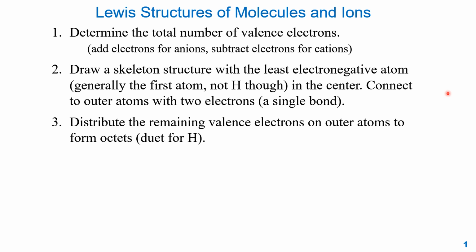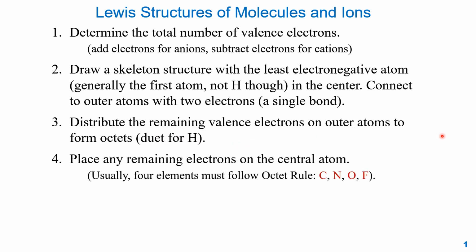Third, distribute the remaining valence electrons on the outer atoms, the surrounding atoms, to form octets. For hydrogen, a duet is good. You never have an octet for hydrogen. Fourth, place any remaining electrons on the central atom if you still have some leftover electrons. Usually, you need to follow the octet rule strictly for these four elements: carbon, nitrogen, oxygen, and fluorine. Other elements could have exceptions.